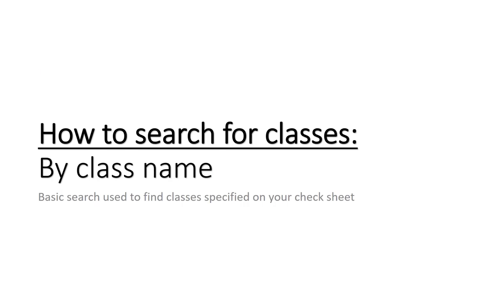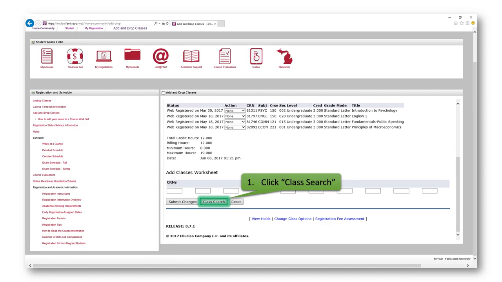On this next area, we'll show you how to search for classes by name. From the Drop Add screen, you can click on Search Classes on the bottom, or if you go over to the left-hand column underneath Registration and Schedule, you can click on Look Up Classes.